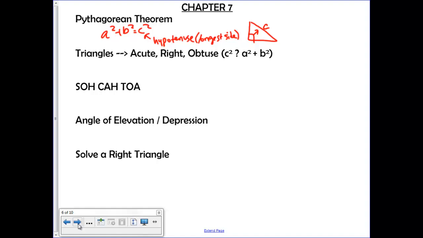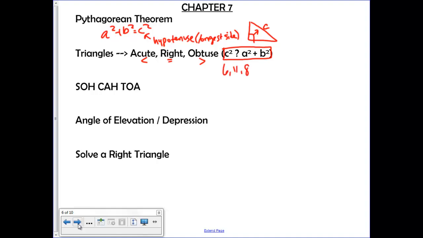If I say, classify this triangle as acute, right, or obtuse, we have to use this rule. C squared question mark A squared plus B squared. That tells us if it's acute, right, or obtuse. If it's an acute triangle, it is less than. If it's right, it's equals. And if it's greater than, it's obtuse. Obtuse is greater than, it's like it's big.